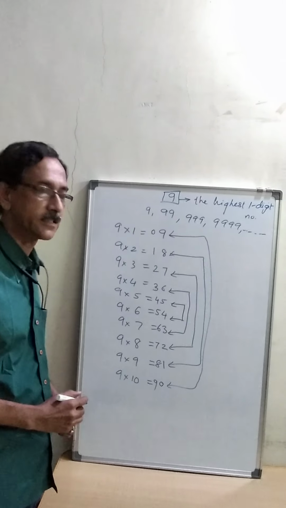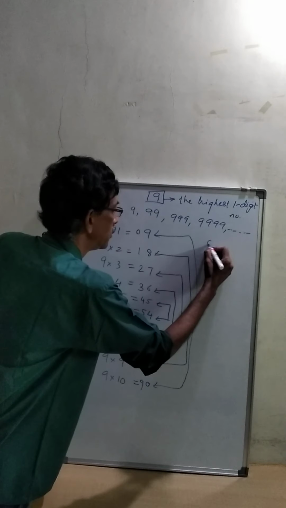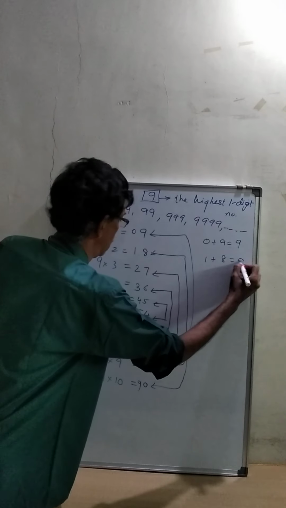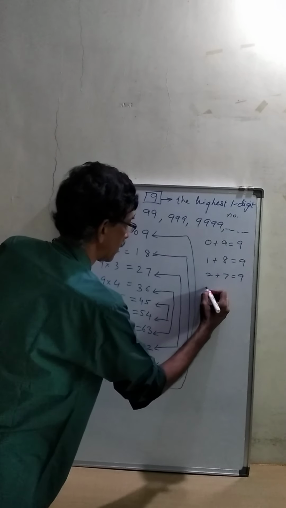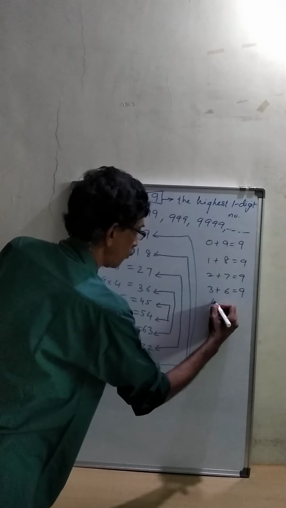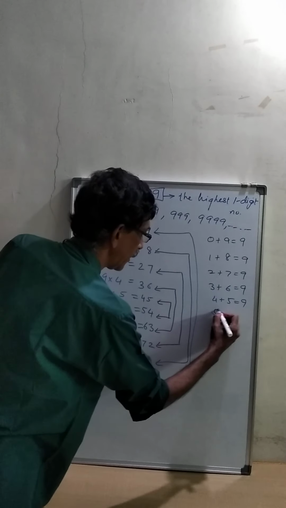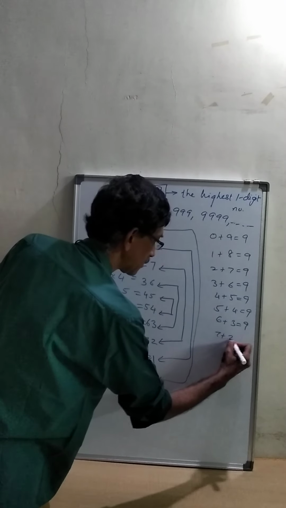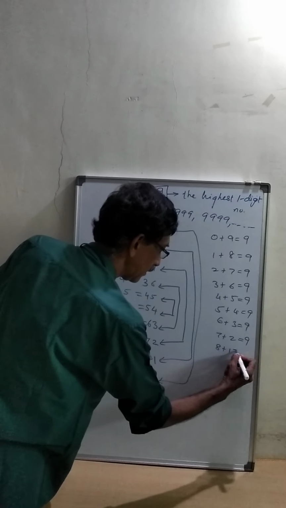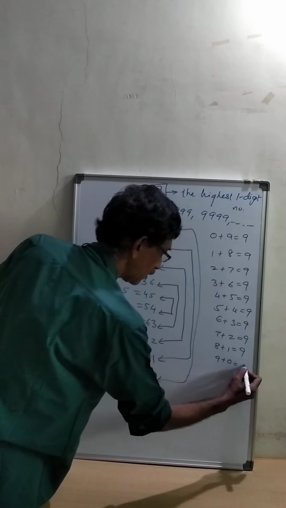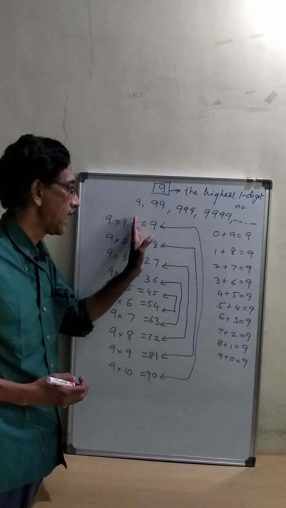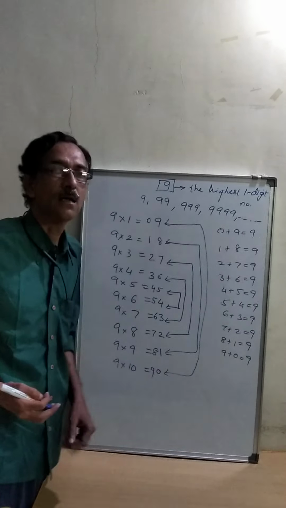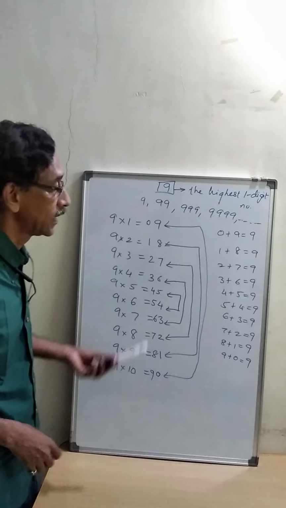This is very interesting. Another interesting thing is you add the digits in the answer and see what you get. 4 plus 5, 9. 5 plus 4, 9. 6 plus 3, 9. 7 plus 2, 9. 8 plus 1, 9. 9 plus 0, 9. So if you add the digits in the answers in the 9 table, to one digit you get 9.